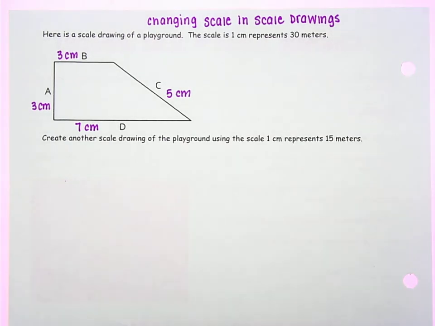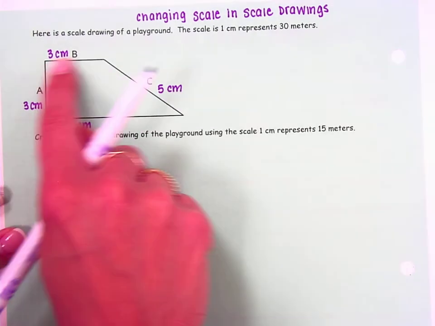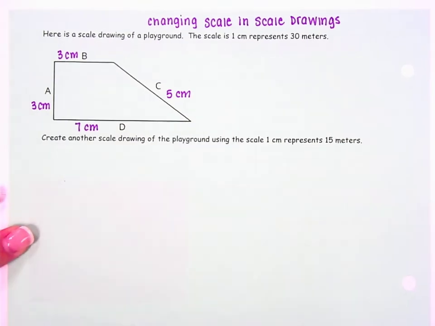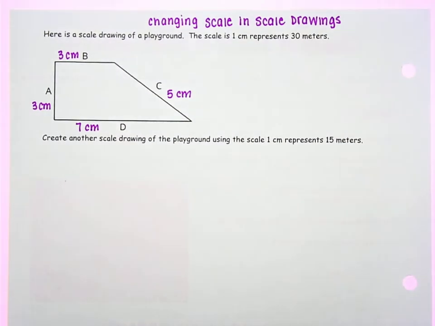Let's go ahead and take a look at how we can change the scale in a scale drawing. So this is a scale drawing of a playground, and this scale is 1 centimeter represents 30 meters. This particular scale drawing did not have any measurements on it, so I actually used a ruler and quickly measured each of the side lengths and recorded them on there using their units accordingly.